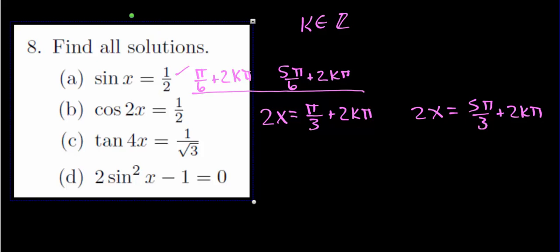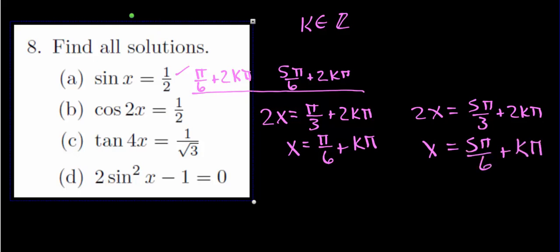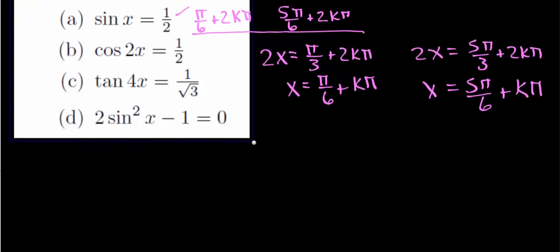Now, I want to solve for x, and what I've done here is I've solved for 2x, so I divide by 2. So pi over 6 plus k pi. 5 pi over 6 plus k pi. There are my solutions right there. Okay, now let's look at tangent.